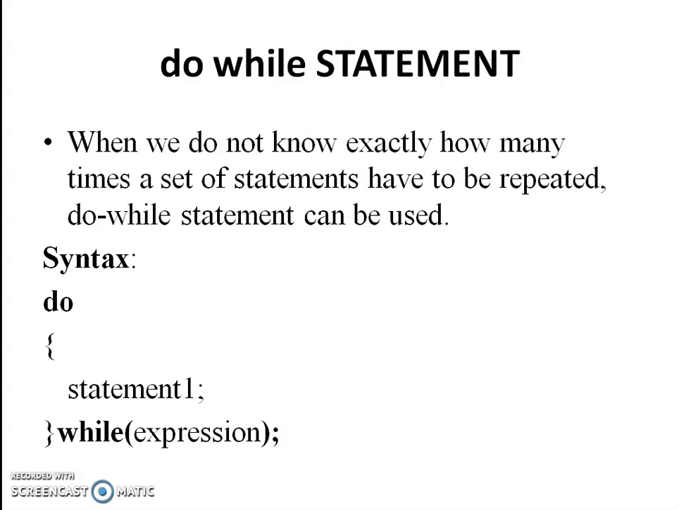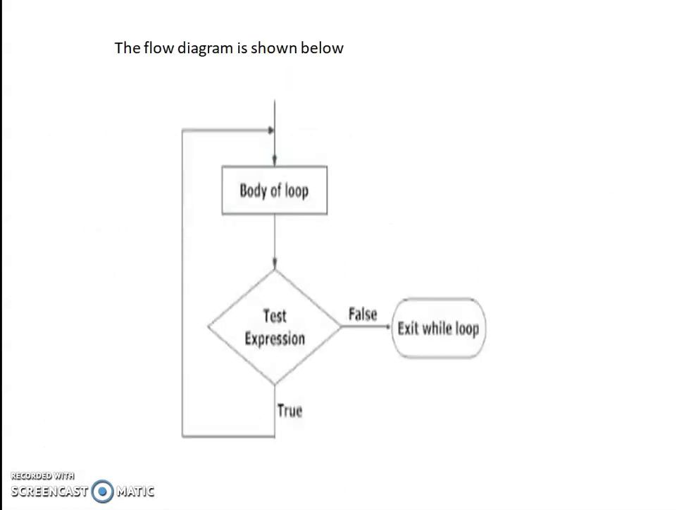Do while is normally used when we do not know exactly how many times a set of statements has to be repeated. Initially we execute once, then we put the condition. That is how the do while statement is used. Now we'll see the flow diagram. First you have the body of the loop, not the condition. Then you have the condition or the test expression. If it is true, go back to the body of the loop, again test the expression. Once it is false, it exits the do while loop.